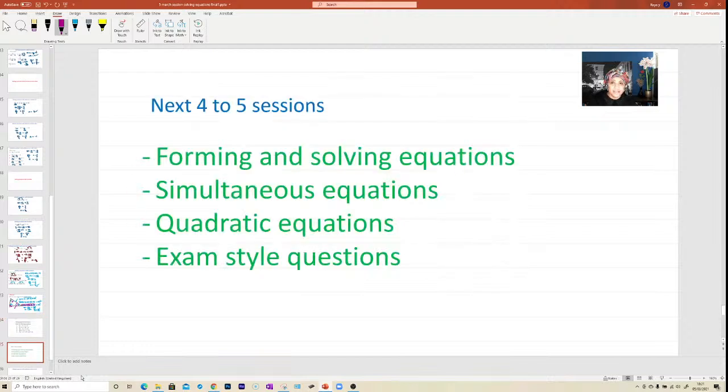Now next week, this is what we're going to do. We're going to do forming and solving equations. So we're going to have worded questions, we're going to have shapes with equations, and the week after we're going to do the rest of these. Okay, so we're going to need about 4 to 5 sessions to finish all the algebra that you need for, if you are in Tanzania, Form 1 and 2. If you are in the UK, it will be Year 7 and some of Year 8.